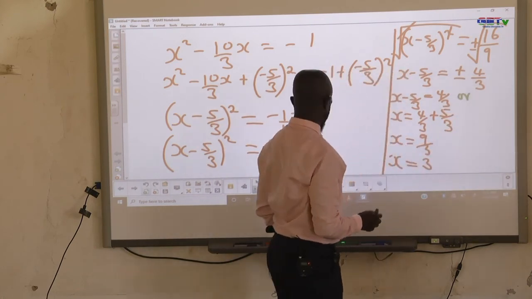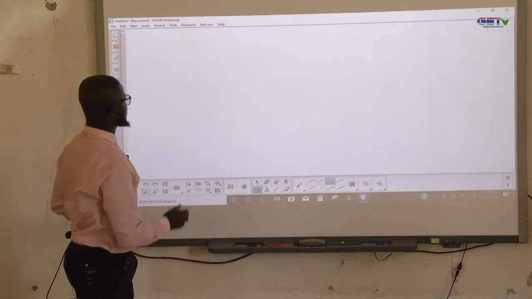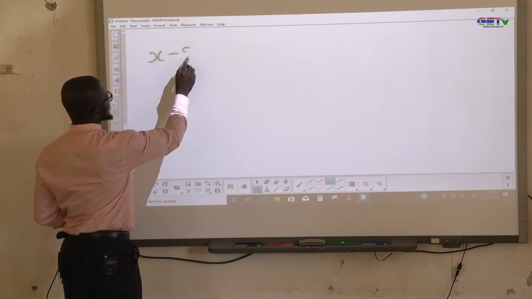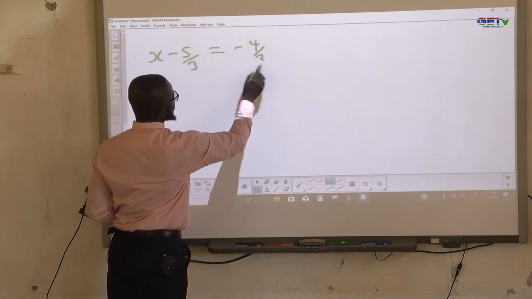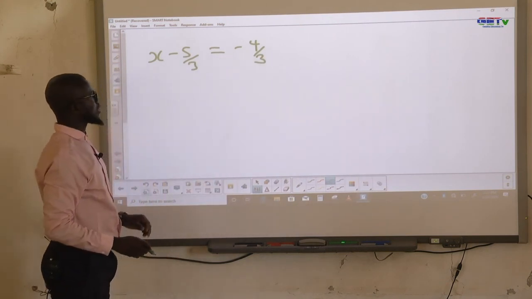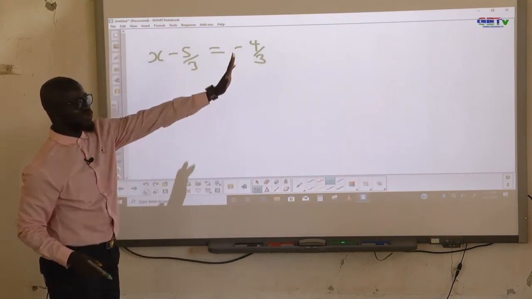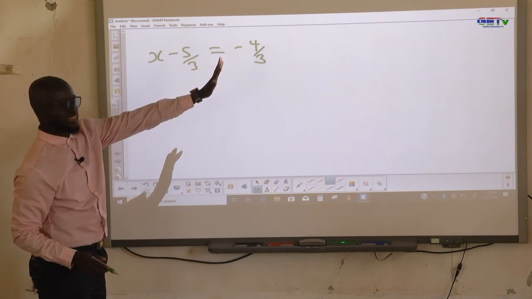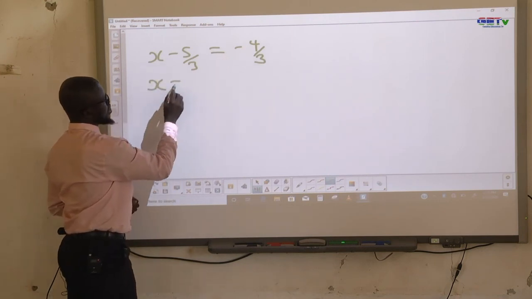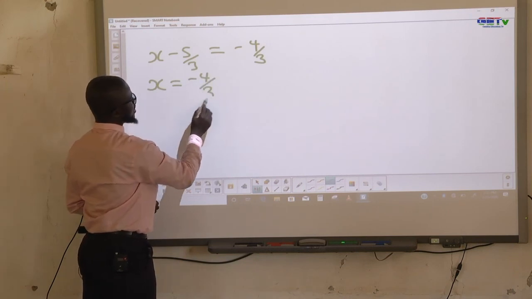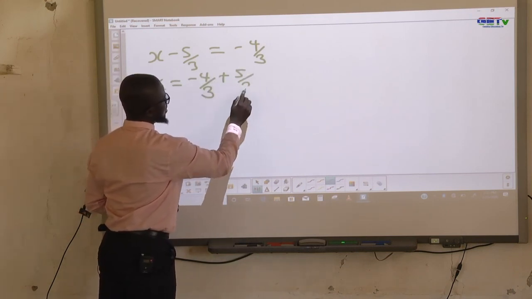Or x minus 5 over 3 equals to negative 4 over 3. The same way, we have to transpose negative 5 over 3 to the right-hand side of the equation. And that will give x equals to negative 4 over 3 plus 5 over 3.